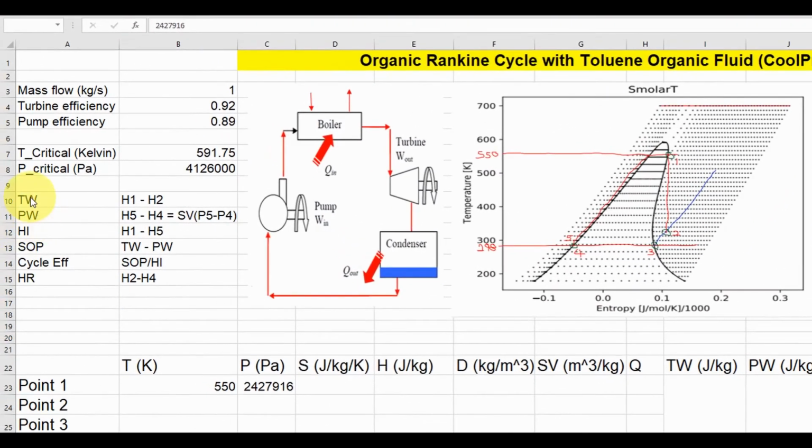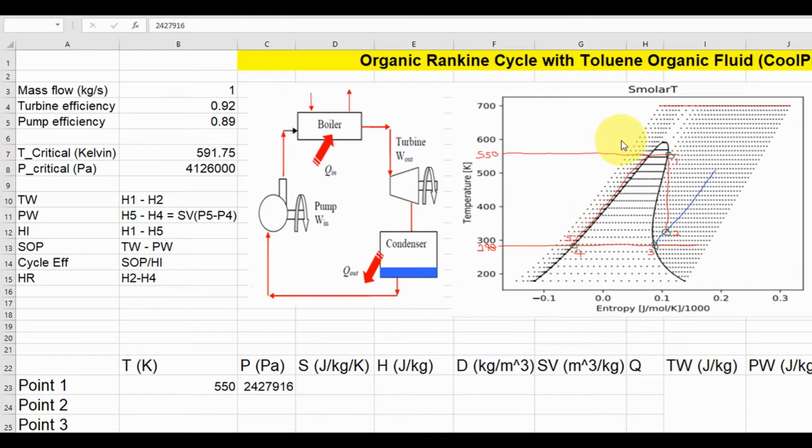And over here, I've provided the relationships for calculating these parameters. The turbine work is calculated as H1 minus H2, the pump work is H5 minus H4, which is also equivalent to the specific volume times the pressure at the exit of the pump minus the pressure of the fluid entering the pump. The heat input is H1 minus H5. The shaft output power is TW minus PW. The cycle efficiency is SOP over HI, and the heat rejected is H2 minus H4.